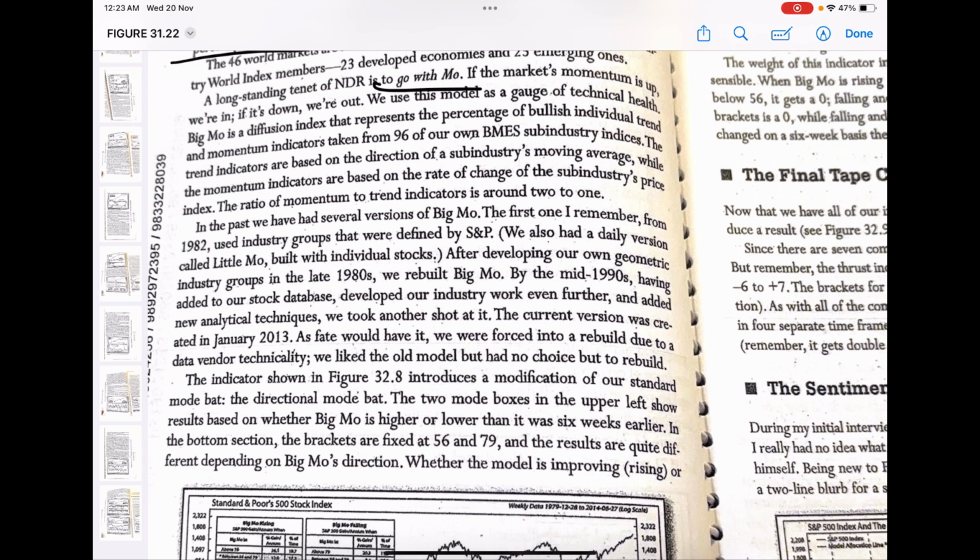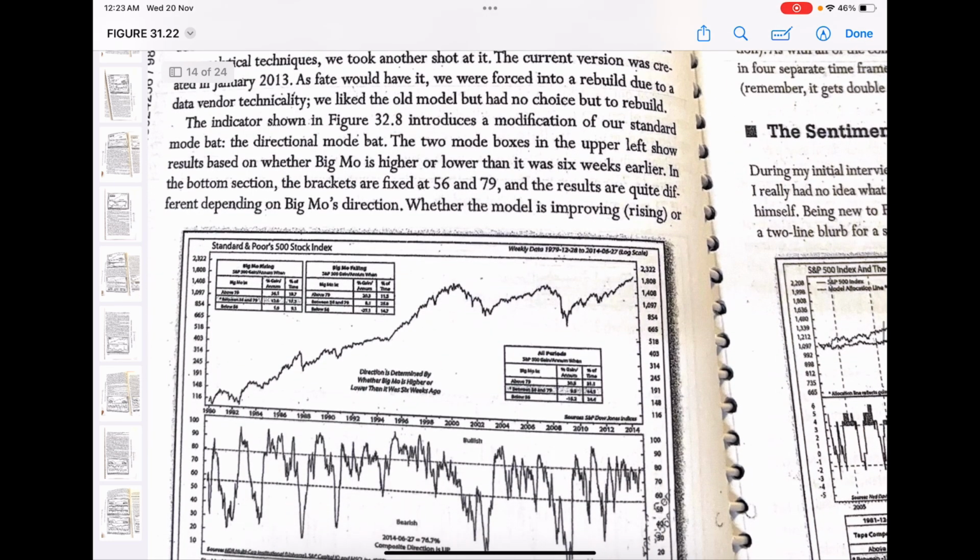The current version was created in January 2013. As fate would have it, we were forced into a rebuild due to a data vendor technicality. We liked the old model but had no choice but to rebuild. The indicator shown in 32.8 introduces a modification of our standard mode bat, the directional mode bat. The two mode boxes in the upper left have results based on whether Big Mo is higher or lower than it was 6 weeks earlier.